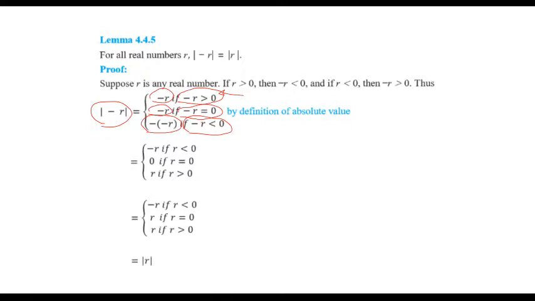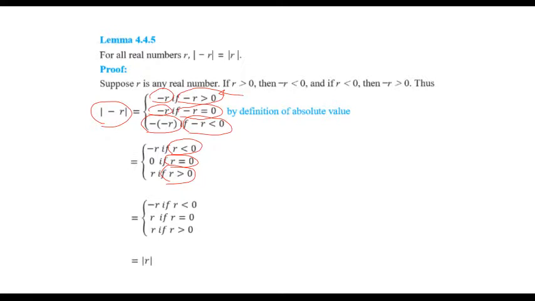So let's simplify this. When we say negative r is positive, we mean r is negative, right? If negative r is 0, it means r is 0. And if negative r is negative, it means r is positive. These are basic algebra, so I'm not going to go into the details of it.